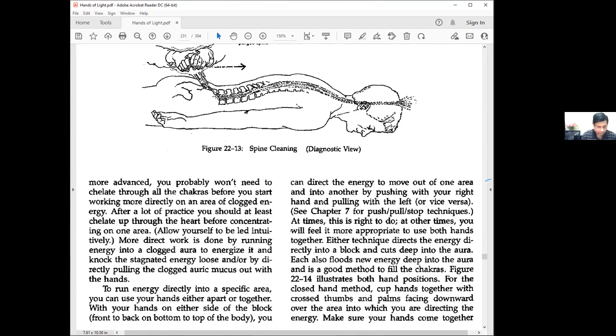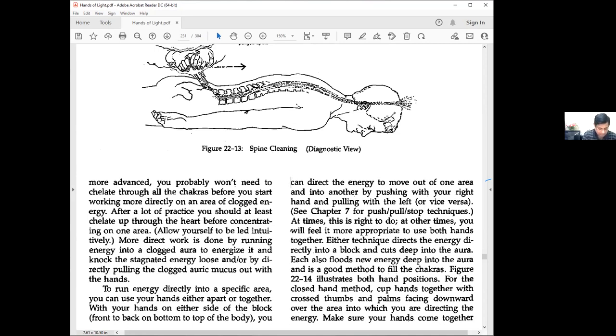At times, this is right to do. At other times, you will feel it more appropriate to use both hands together. Either technique directs the energy directly into a block and cuts deep into the aura. Each also floods new energy deep into the aura and is a good method to fill the chakras. Figure 22-14 illustrates both hand positions.